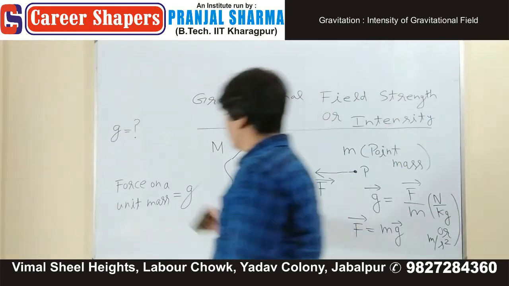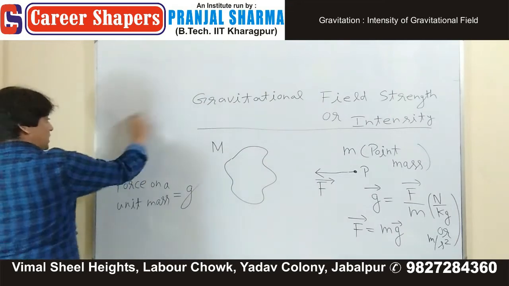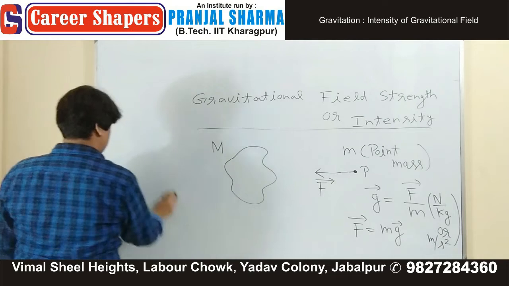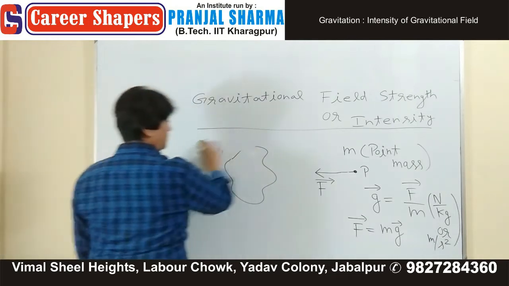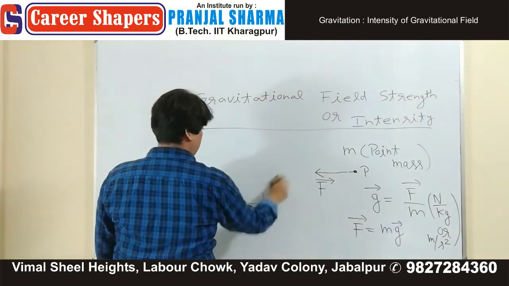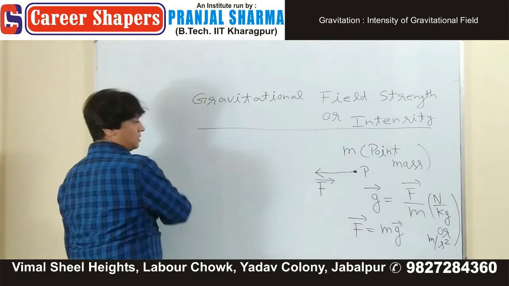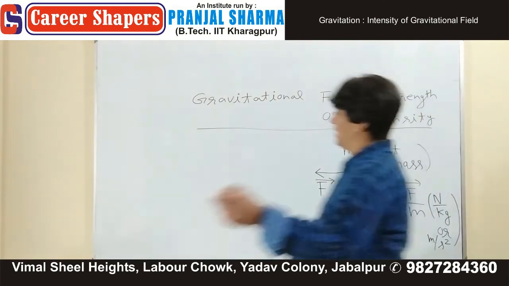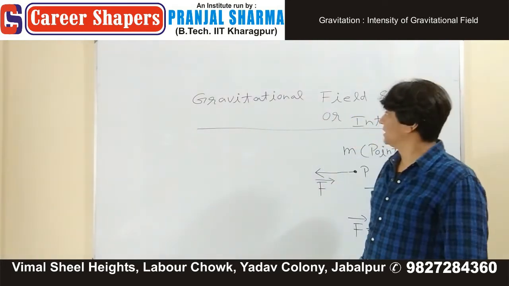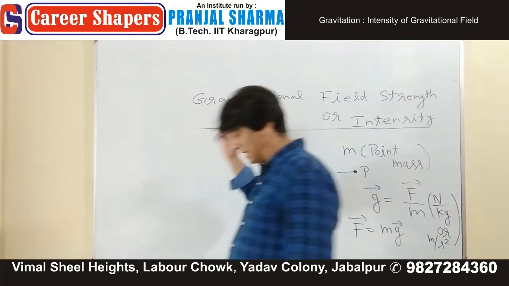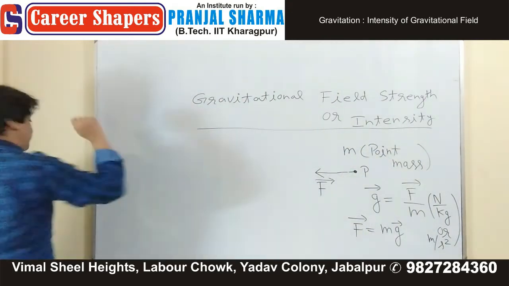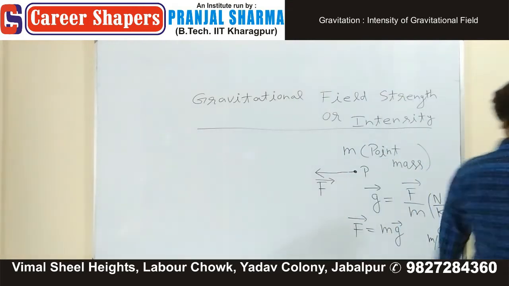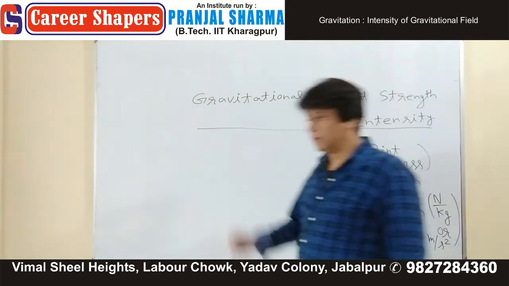Let's understand the whole concept in a much better way. Write down the heading: gravitational intensity of a point mass.